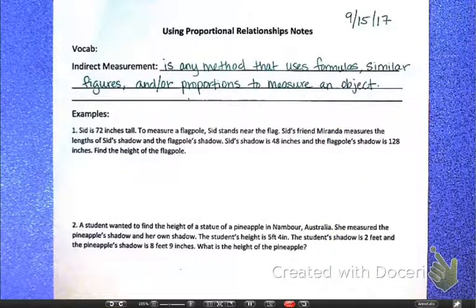So for instance, if we're standing next to a building, we can't directly measure the height of the building easily, right? We would need, I don't know, a really big ladder, a forklift, like things to help us measure the building. But we can use other things and indirectly get the height of the building. So that's what we're going to do.